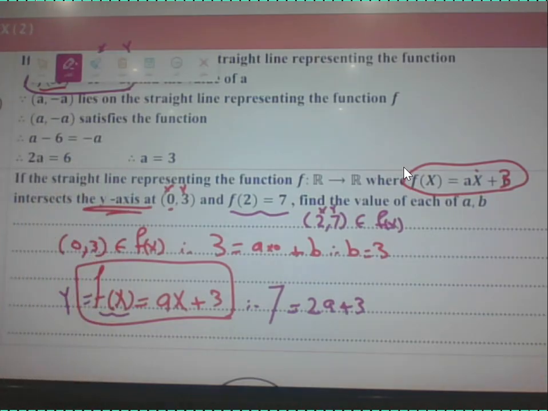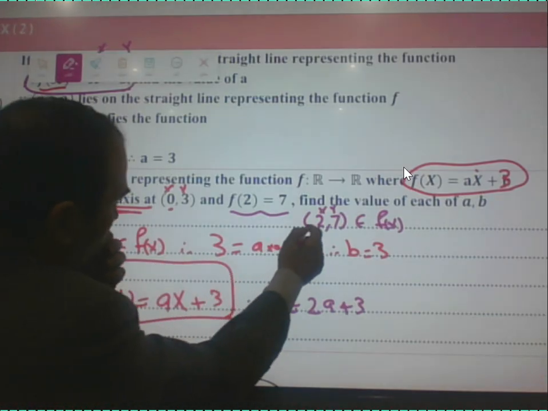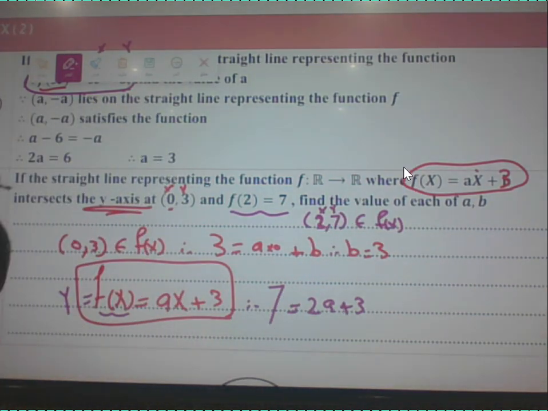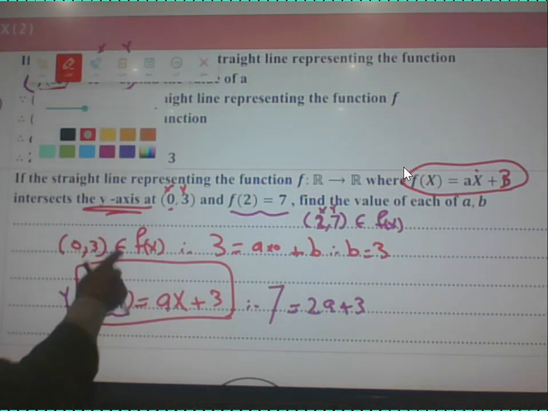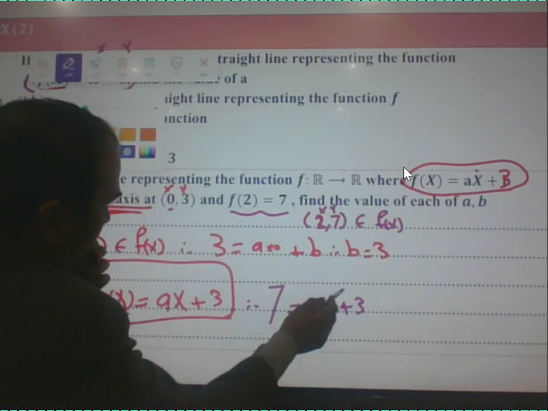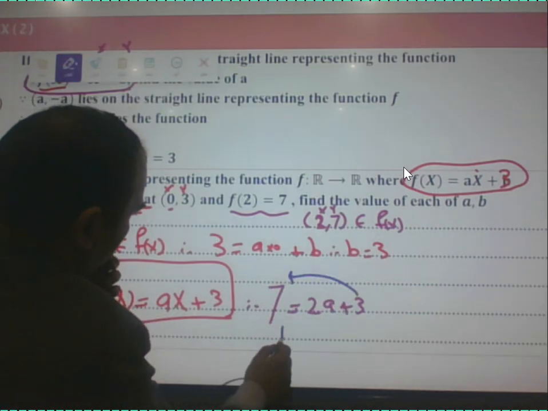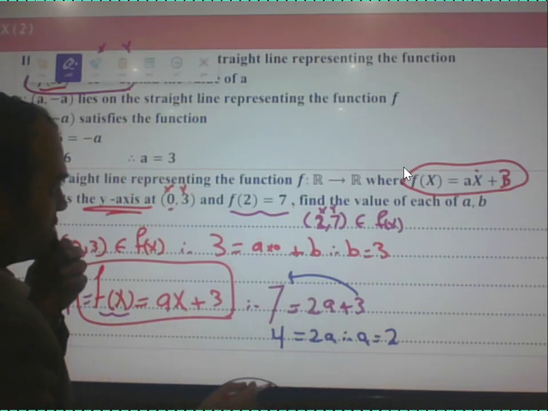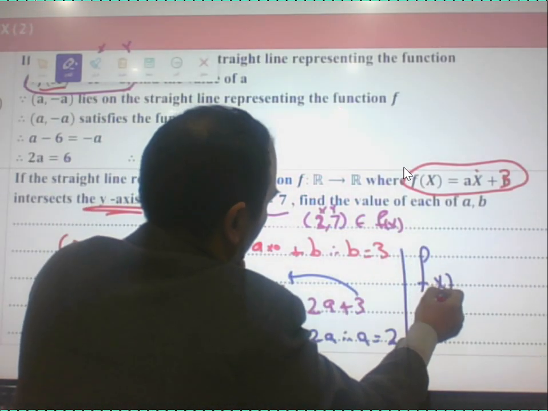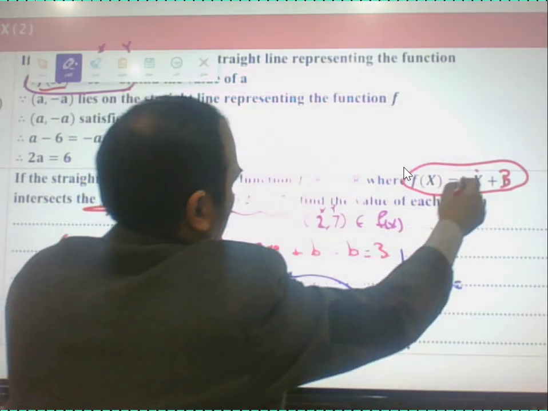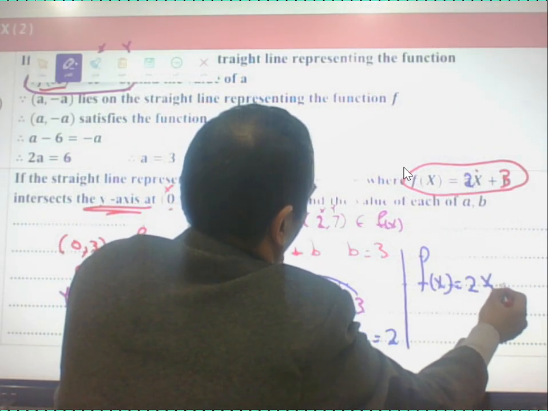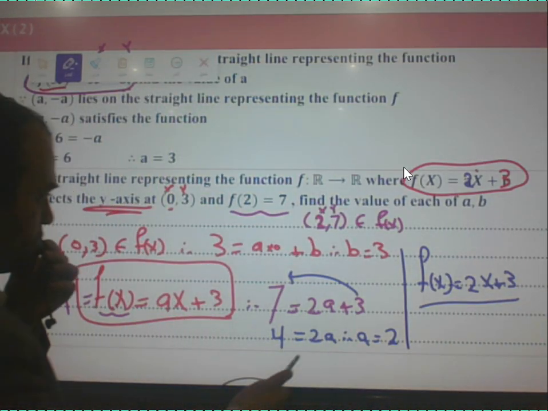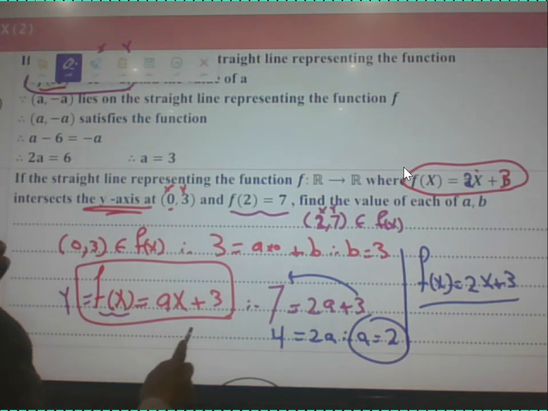Okay, my students, understood? You put the value of x equals 2 and the value of y equals 7 in this equation. Understood or not? Then we can simplify it now. 3 moves to the left-hand side. 7 minus 3 is 4. 4 equals 2a. Then a will be equal to 2. Now we can find the function. Then f of x will be equal to 2x plus 3. It's the function. Then the value of a equals 2, and the value of b is 3.